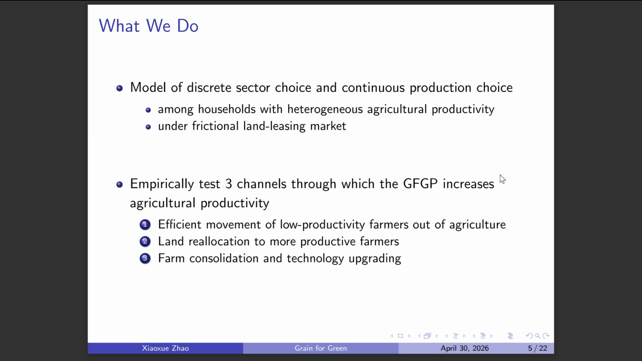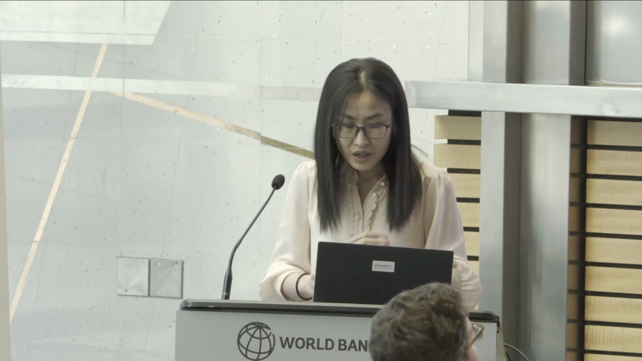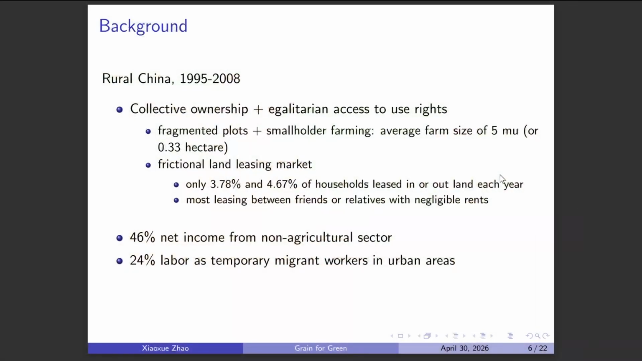Just to give you a preview of our findings, we actually find evidence that strongly supports all three predicted channels of how the Grain for Green program can enhance agricultural productivity. Therefore, our findings support the argument that PES programs can deliver substantial economic benefits that go beyond just the direct effects of transfers. Before I give you more details about our model, let me first give you more background information related to our setting.